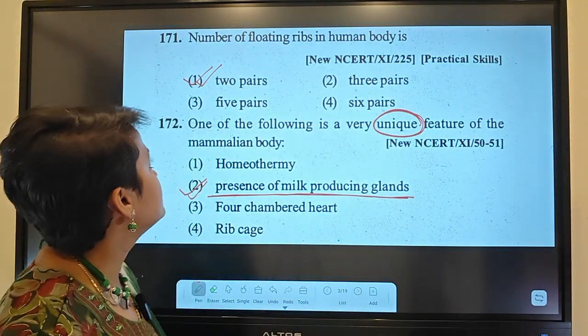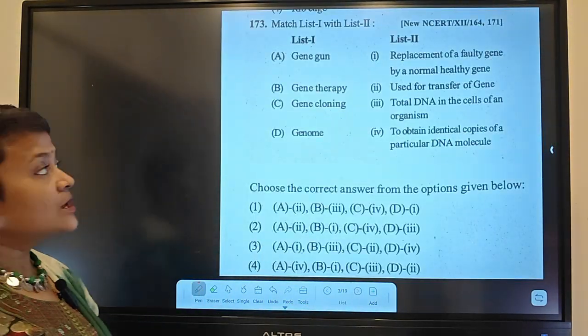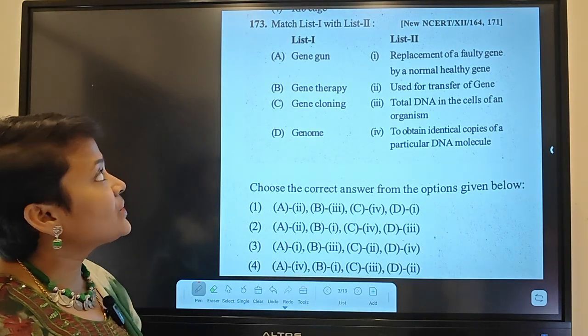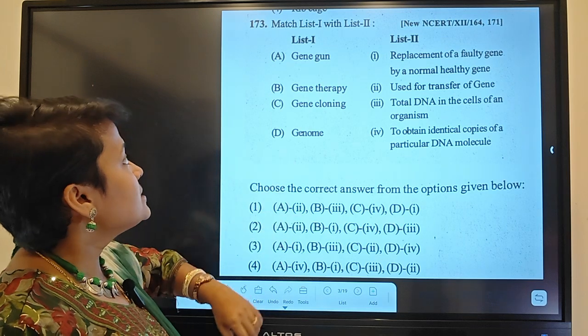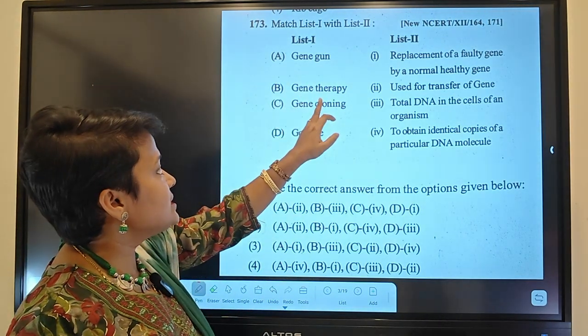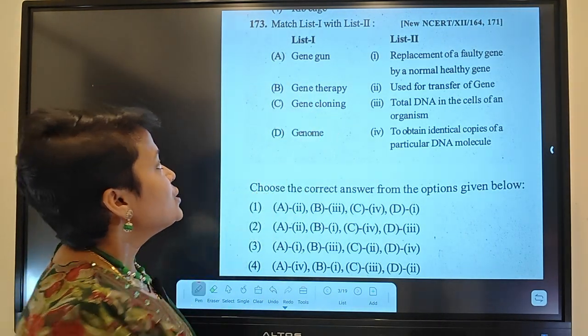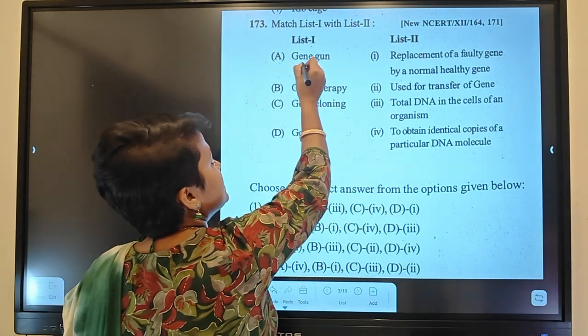Coming to the next one, which is 173. This is a match the following question. Now in column A, they have given gene gun, gene therapy, gene cloning, genome. So let's discuss gene gun.